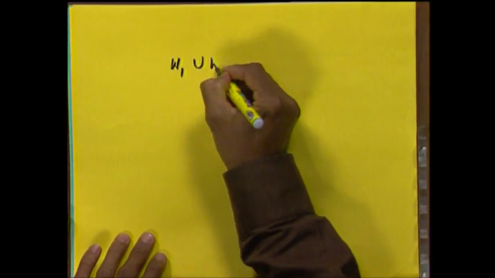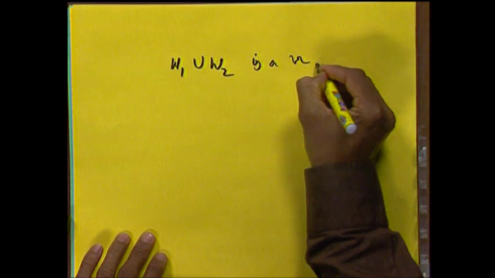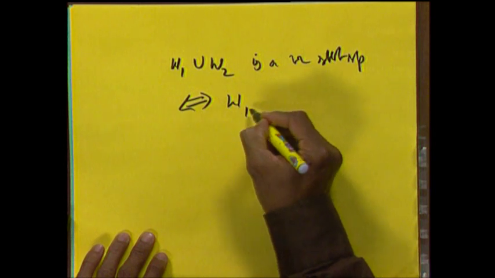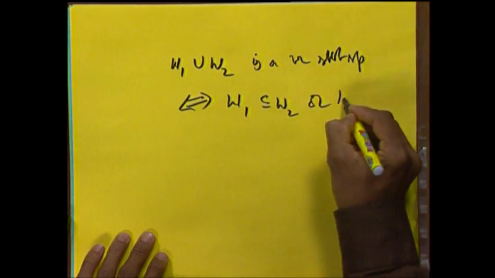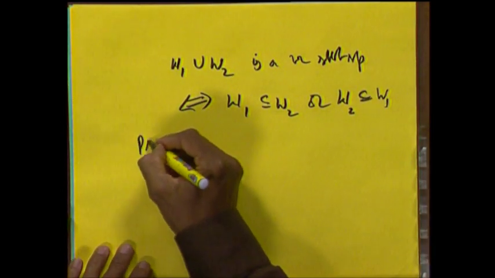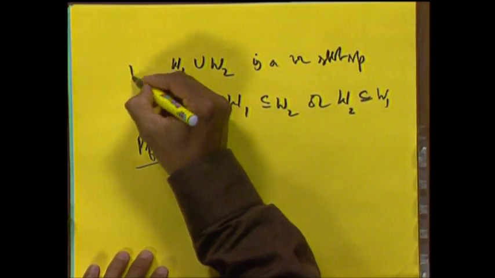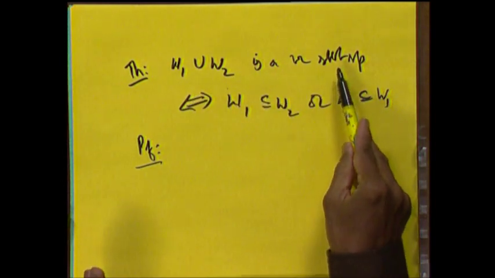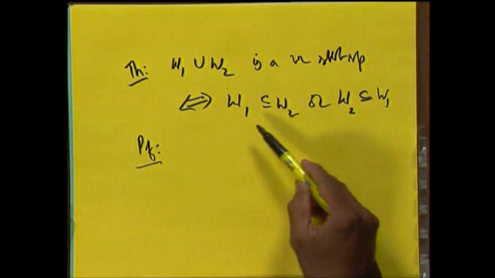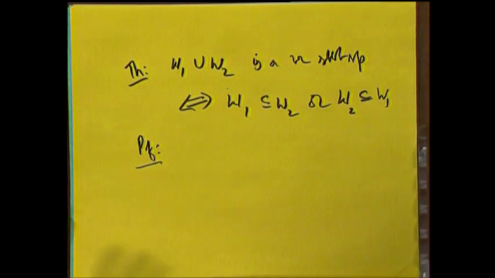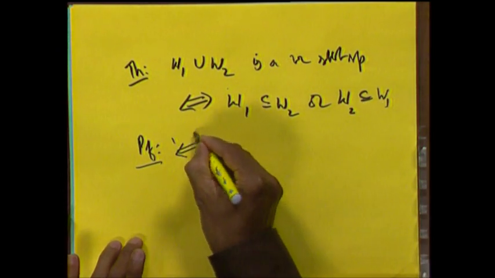The answer is the following: W1 union W2 is a vector subspace if and only if W1 is contained in W2 or W2 is contained in W1. Let us prove this. You can call this a theorem. We will show that W1 union W2 is a vector subspace if and only if either of these is contained in the other, means W1 is contained in W2 or W2 is contained in W1. This part is easy, if part.